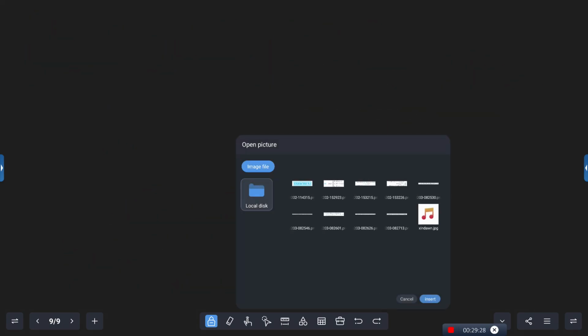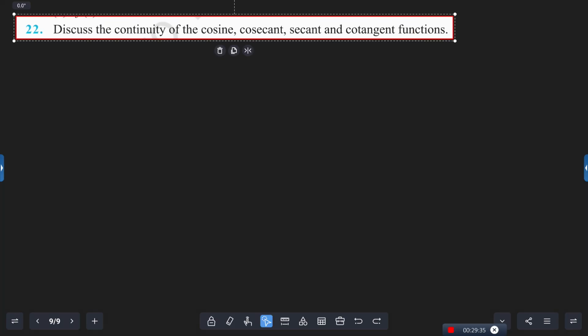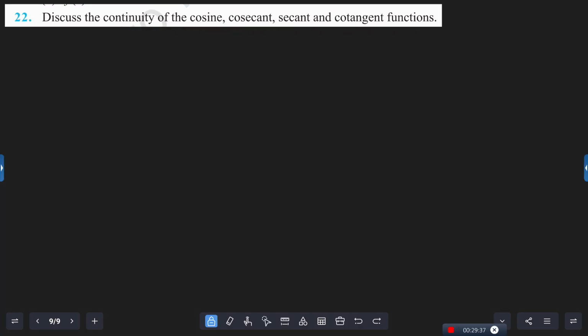22 question. What are they telling? This is continuity of the same two. That is what I am continuing here. So what are they saying? Discuss the continuity of cosine, cosecant, secant, cotangent.